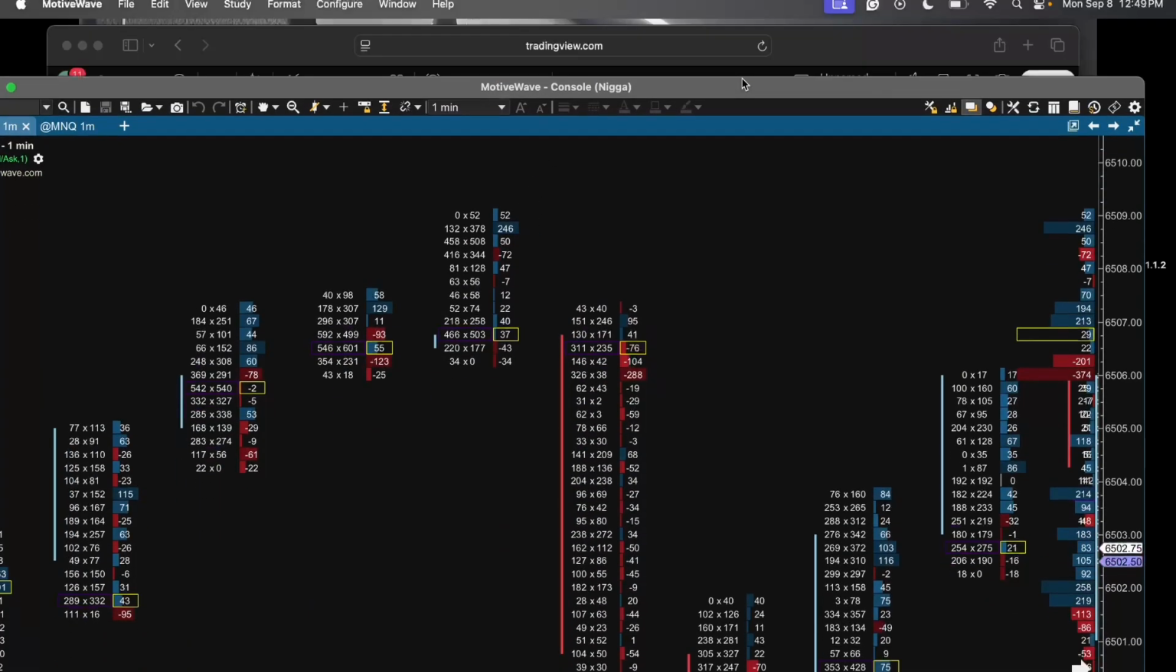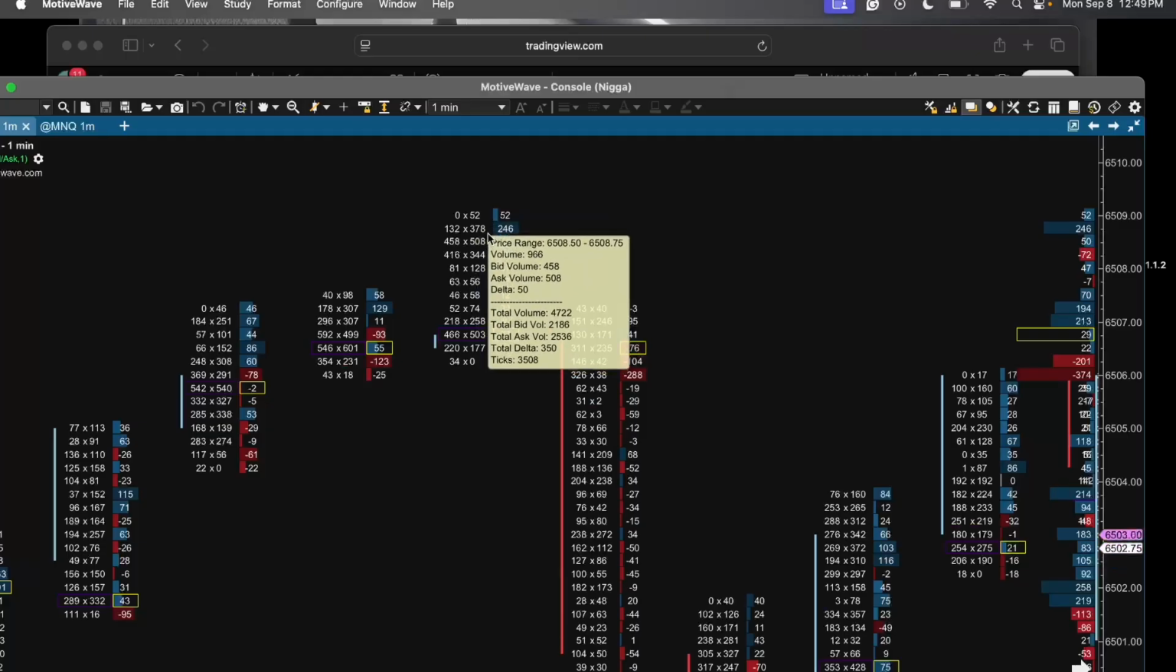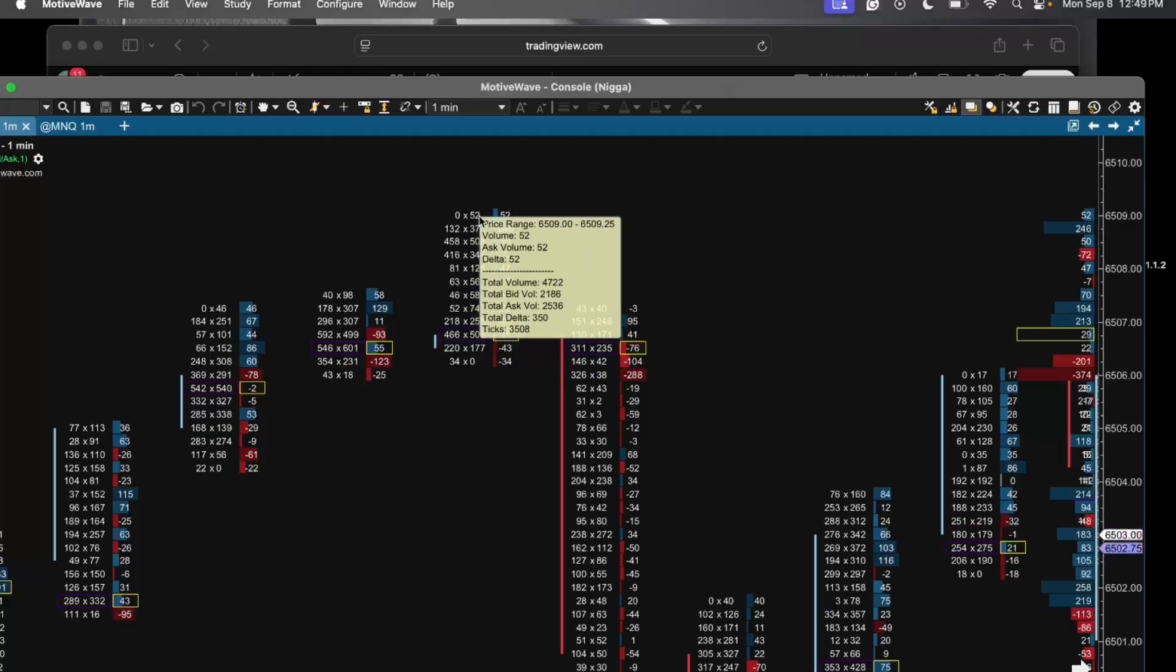246 trap. Look at the drop off. 508 to 378 to 52. That's not a 50% drop off. Almost is. This is definitely more than a 50% drop off. That is like a 700% drop off right here. Or no, it's like a 350% drop off right here from 378 to 52.